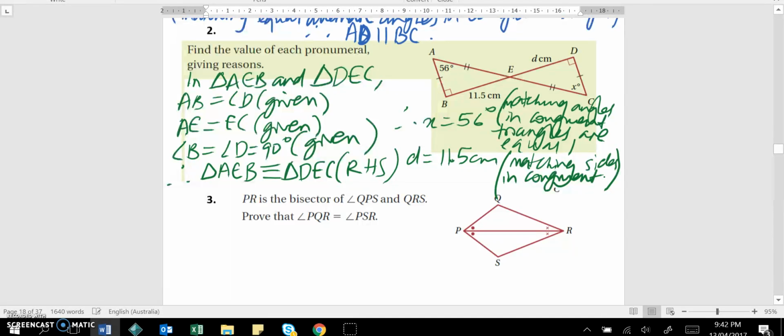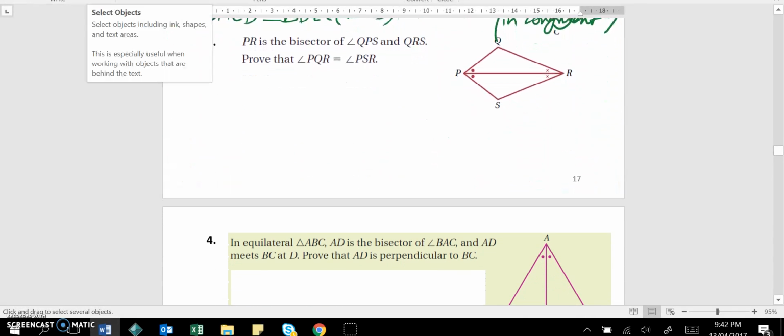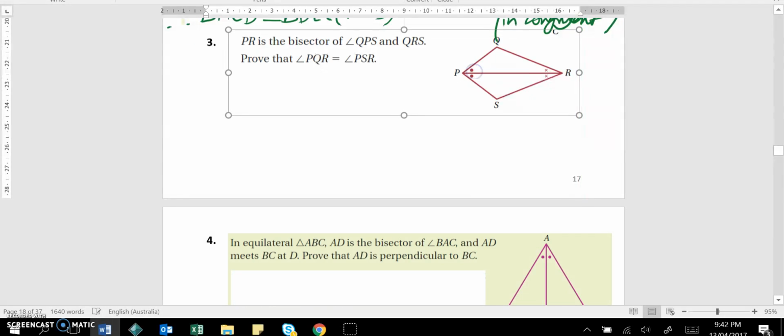Fantastic. Okay, moving along, and this section of work may go over 2 videos as well. We'll see how we go. The next bit says that PR is the bisector of angle QPS and QRS. So it's basically showing that these 2 angles are equal here, and these 2 angles are equal here. Okay, your job is to prove that those 2 angles are equal. So I'll talk you through it and then you guys can have a go at this one.